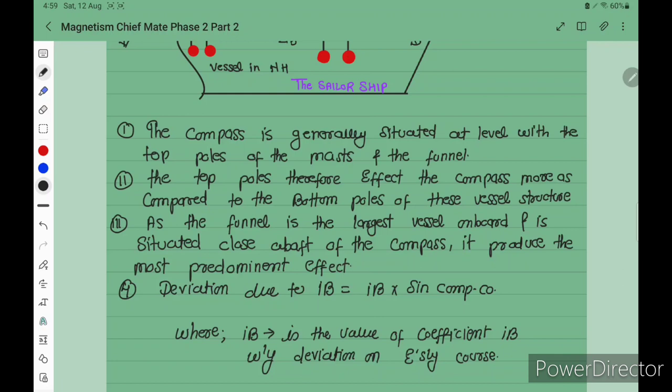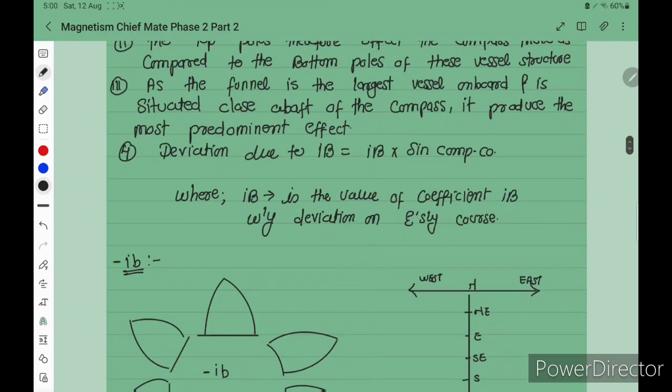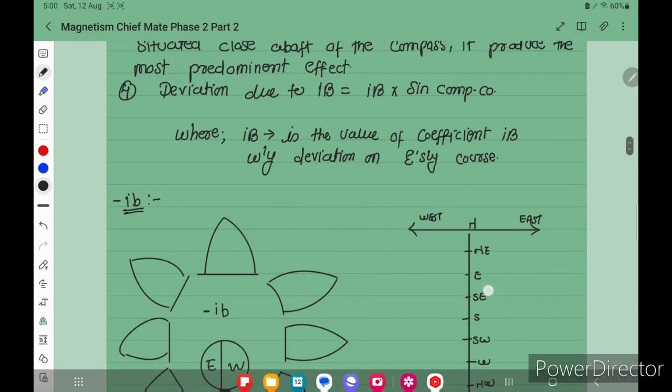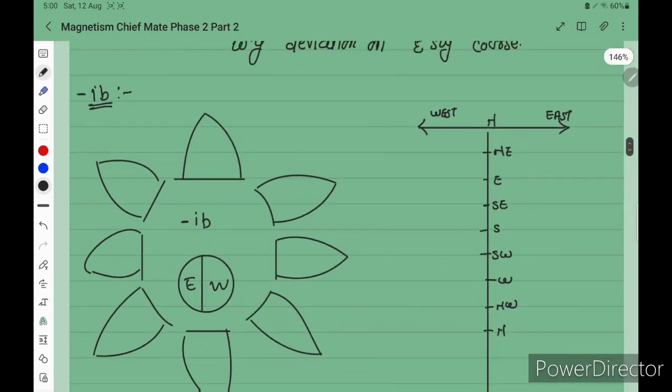As the funnel is the largest structure on board and is situated close to abaft of the compass, it produces the most predominant effect. So deviation due to IB is equal to IB into sine compass course, where IB is the value of coefficient IB. Minus IB is westerly deviation on all the easterly headings and easterly deviation on the westerly headings. Okay, so we mark the vessels on the cardinal and intercardinal directions.